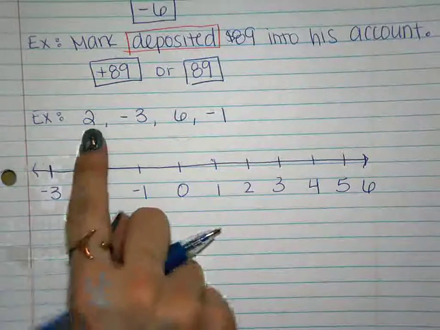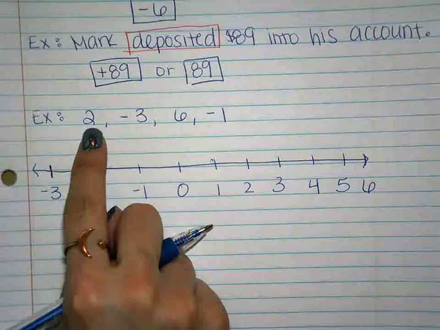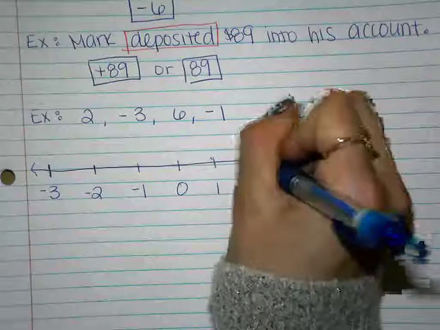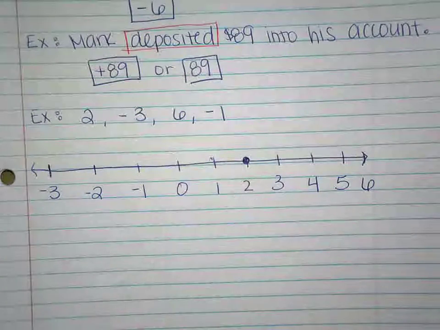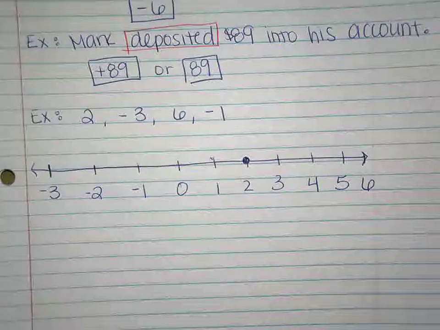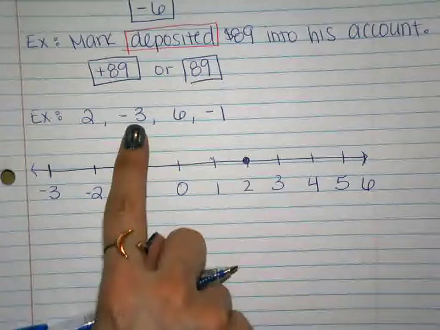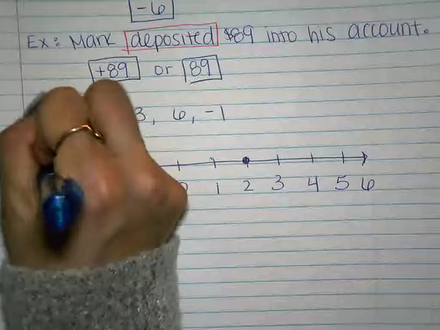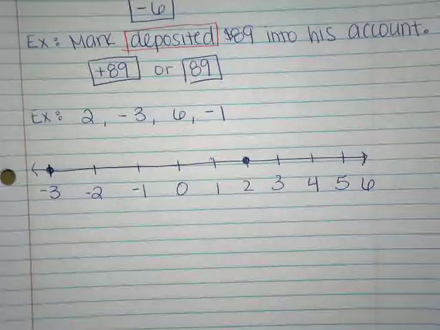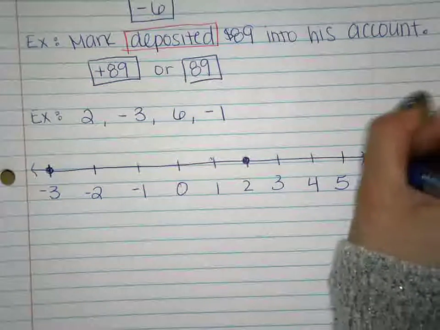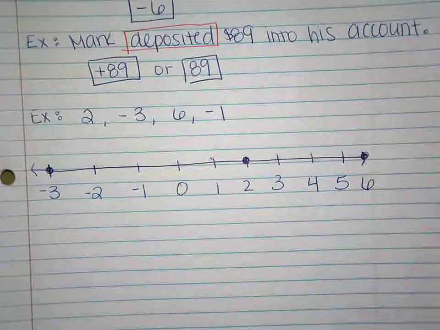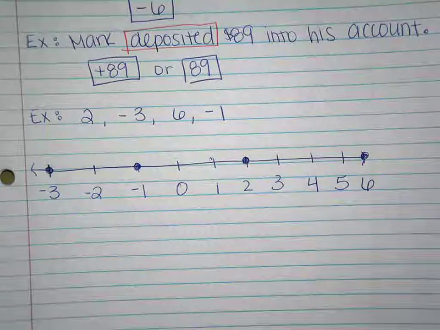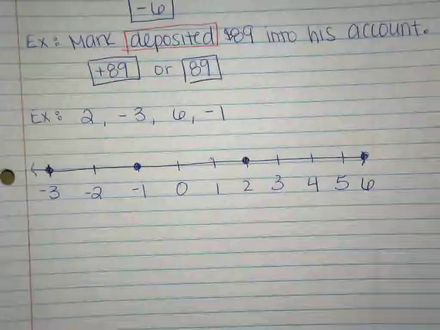I need to put dots. I need to put marks. So I'm going to put a dot where? I'm going to put a dot on 2. And I'm going to put it right on my number line. I'm not going to put it above it, nothing like that. I'm going to put it directly on that number line. Where's the next dot going to go? My next dot's going to go on. And my last dot's going to go on. Questions?